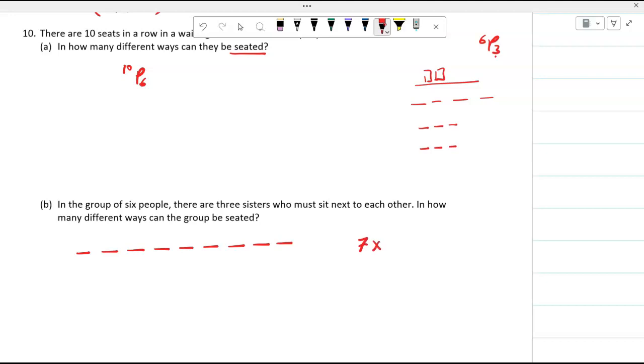Into, they can be arranged among themselves in 3 factorial ways. Once those 3 people are seated, the other 3 people can sit anywhere. If 3 sisters are seated, how many seats are vacant? 7. And how many do you want to occupy?